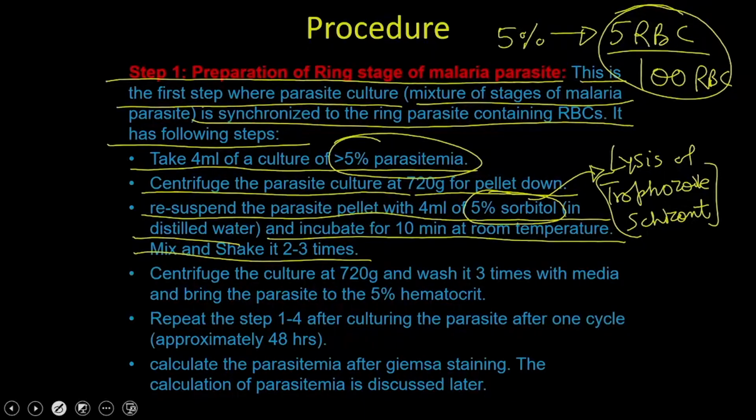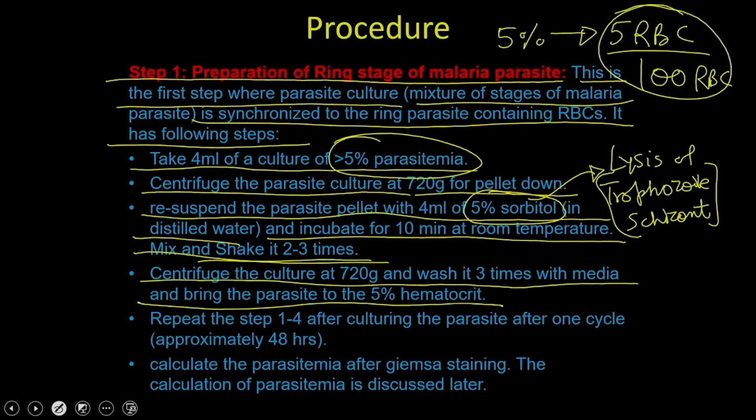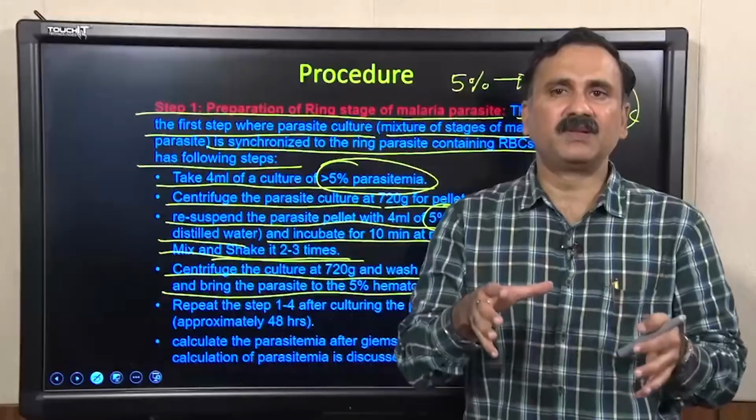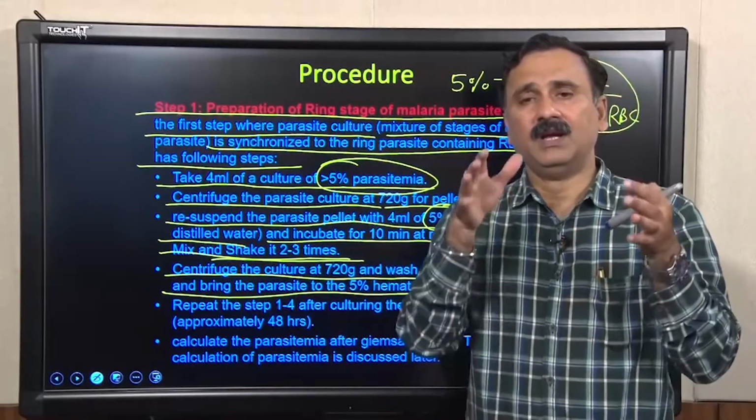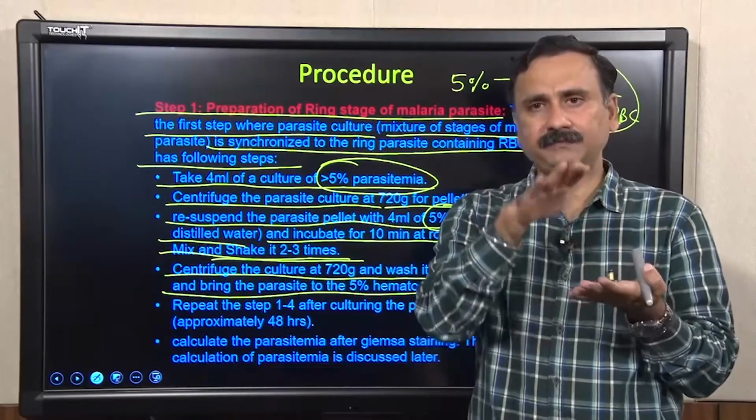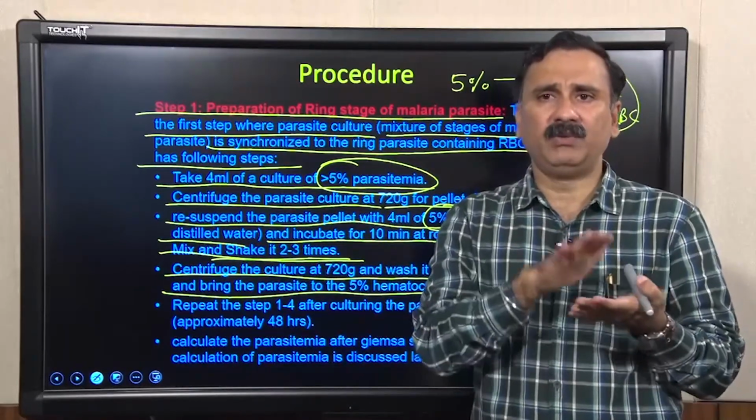So, once you shake it for 2-3 minutes, it is actually going to perform its action, and then you centrifuge the culture at 72 G, wash it 3 times with media and bring the parasite to 5% hematocrit. You know that 5% hematocrit means 5% RBCs out of the 100% volume, which means only the packed volume of the RBC is going to be 5%.